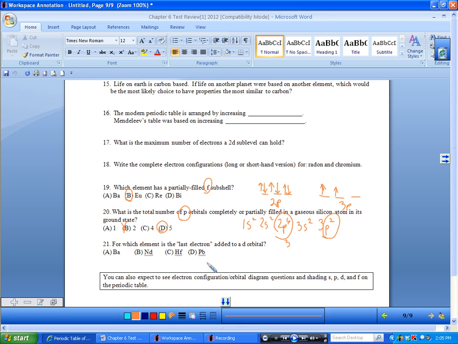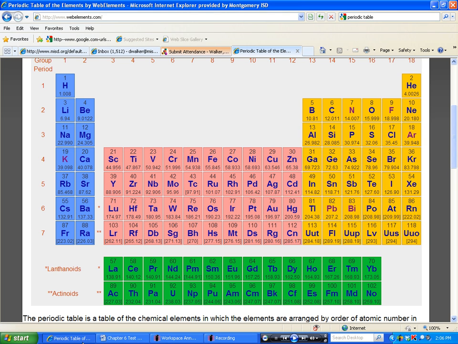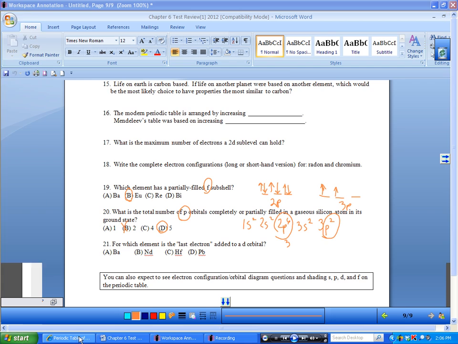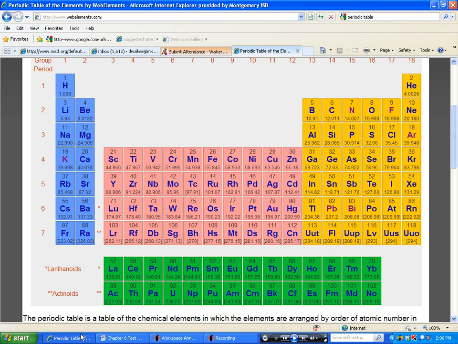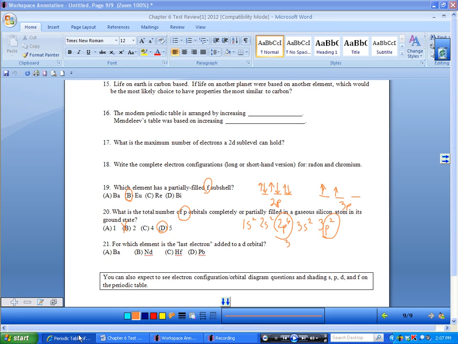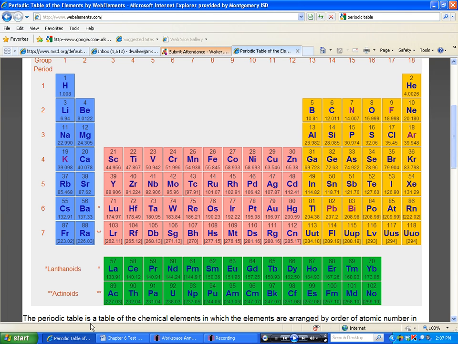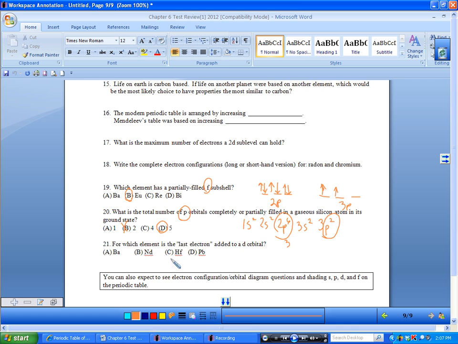For which element is the last electron added to a d orbital? Well, I have to figure out who's in the d orbital, so I go back to my periodic table and I look at barium. Barium is not a d orbital, so I say, not that one. Neodymium, that's an F, so that one won't work. My next choice is hafnium, Hf, and I got to find Hf. There it is right there. That one looks like a possibility because it's in the D block. Then my last one is lead. Lead is over here in the P block. So my correct answer is hafnium.